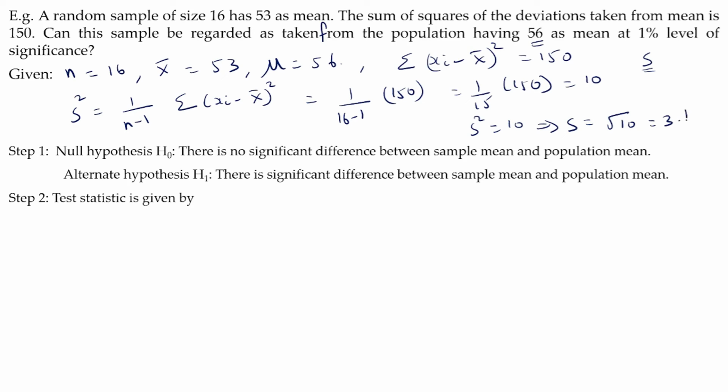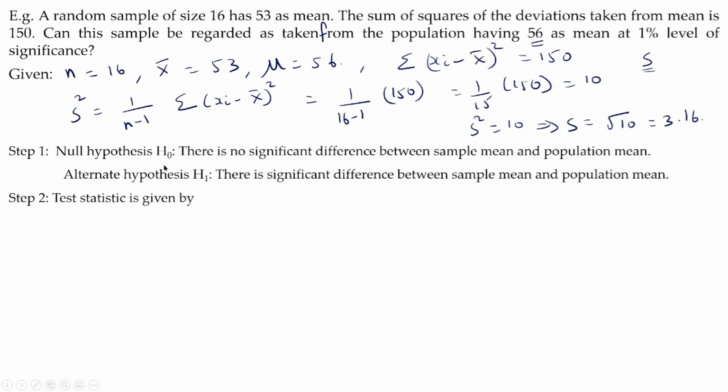Root 10 is 3.16. So we have found s also. Now the first step. Step 1 is writing the hypothesis. Now we have the null hypothesis. Here it is given, can this sample be regarded as taken from population having 56 as mean?